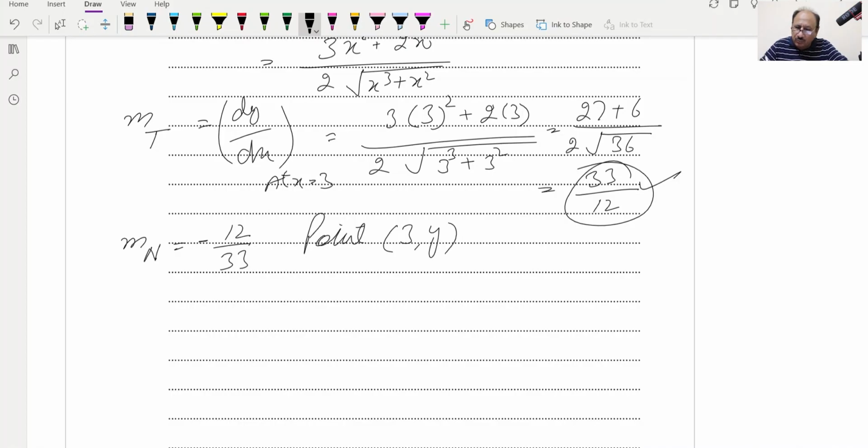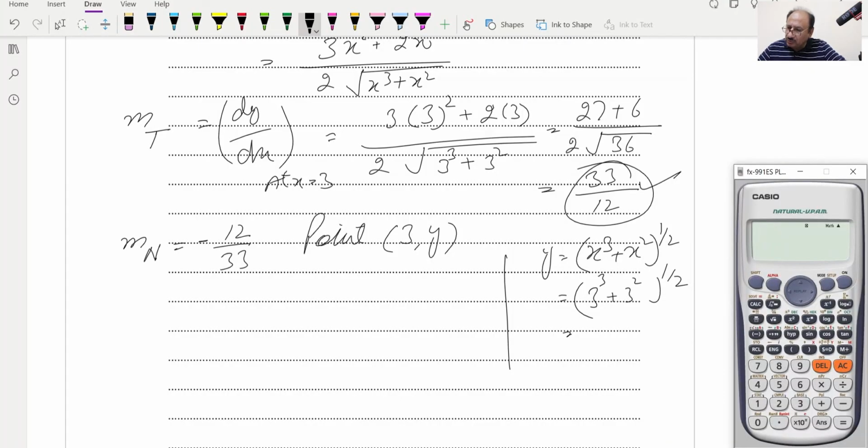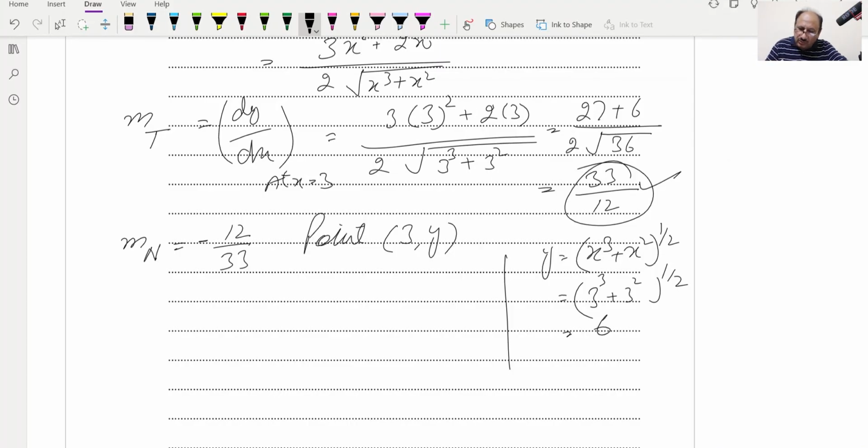To find this y coordinate we can use the equation y is equal to (x cubed plus x squared) raised to the power 1/2. The x value is 3, so we'll replace it here: (3 cubed plus 3 squared) whole raised to 1/2. We can use a calculator for this, and it is equal to 6. So the y value is 6, and our point will be 3 and 6.